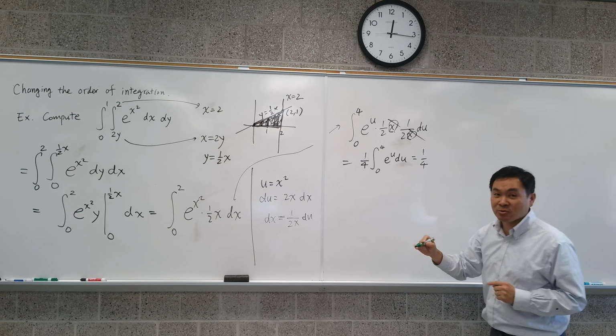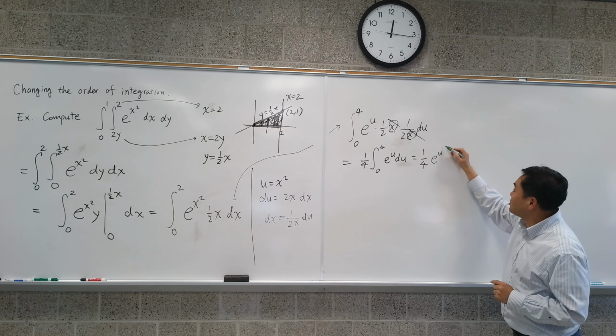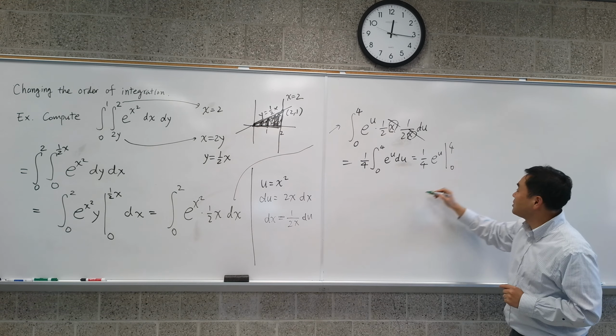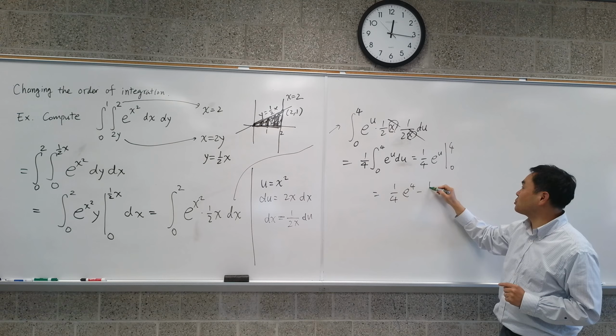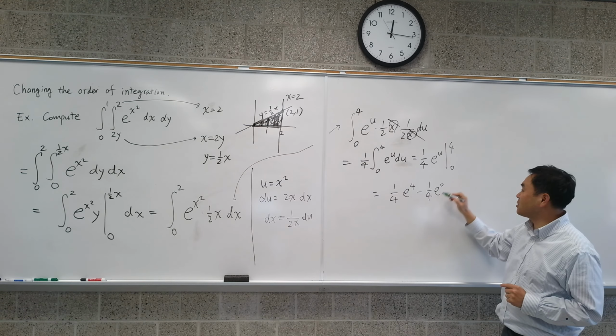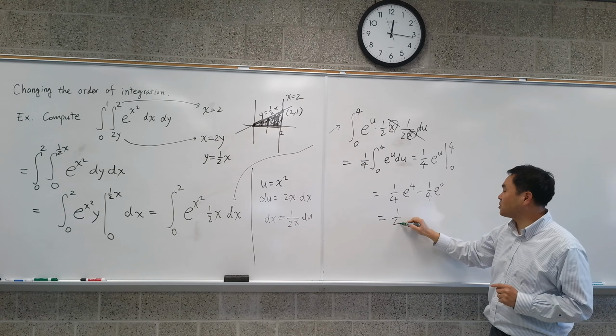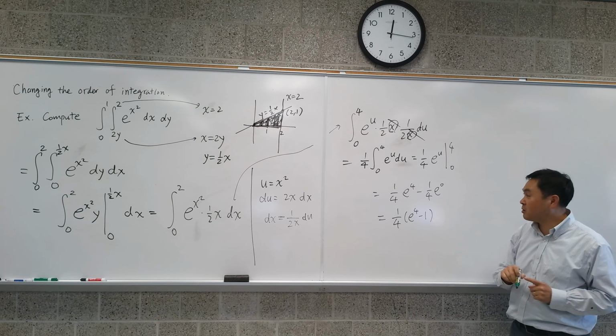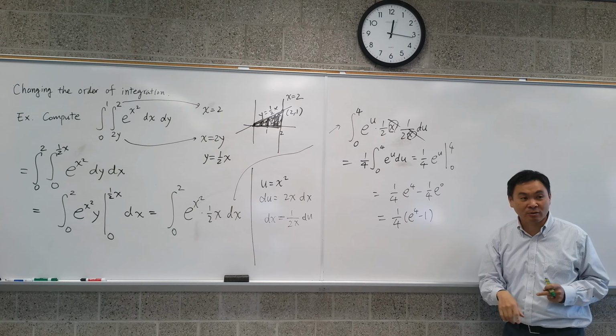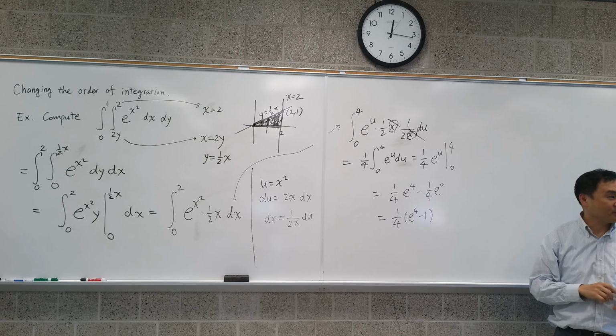Now that integral is very easy. You just plug in 4 and 0, and that gives you 1/4 e to the 4 minus 1/4 e to the 0. So it's 1/4 times (e to the 4th minus 1), because anything to the 0th power is 1, and I factored the 1/4 out, okay? So that's the final answer.